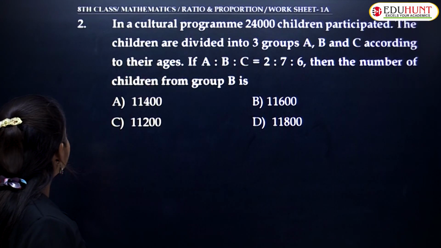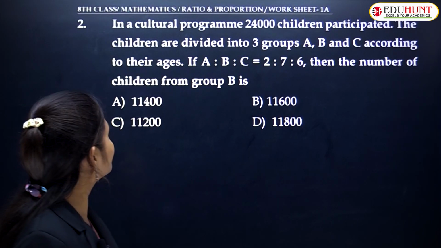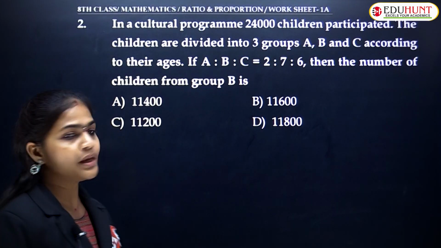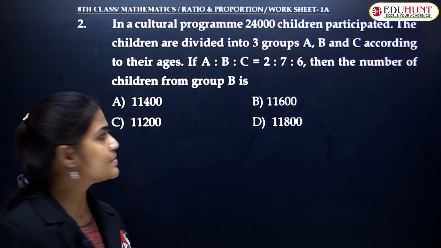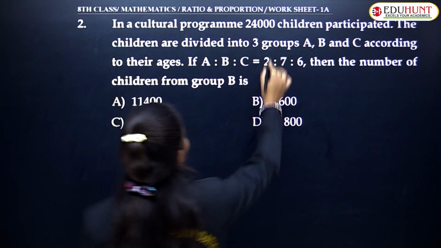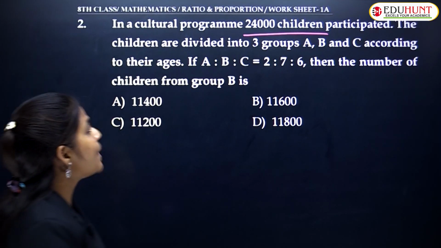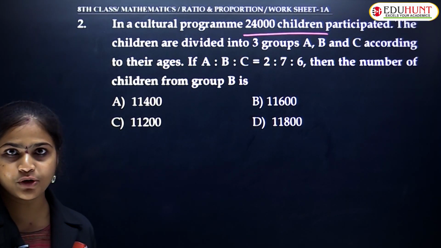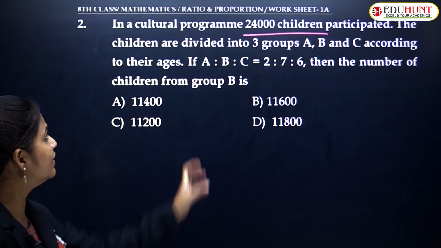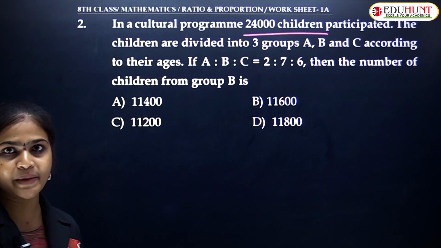So let us see the second question. What is the second question here? In a cultural program, we are having cultural programs, right? So here 24,000 children participated. In that cultural program, how many people are participating? 24,000 children were participating here.